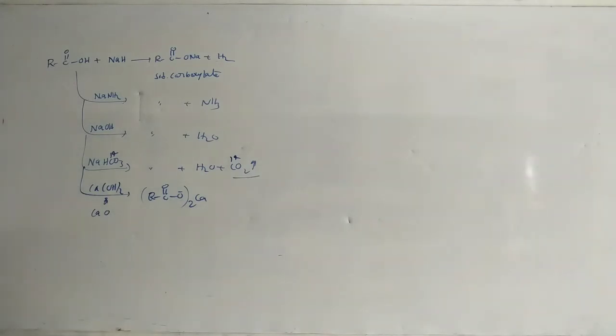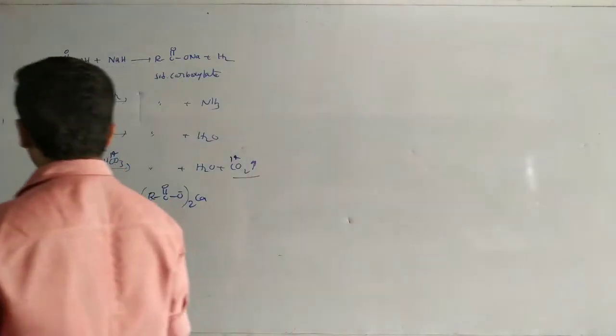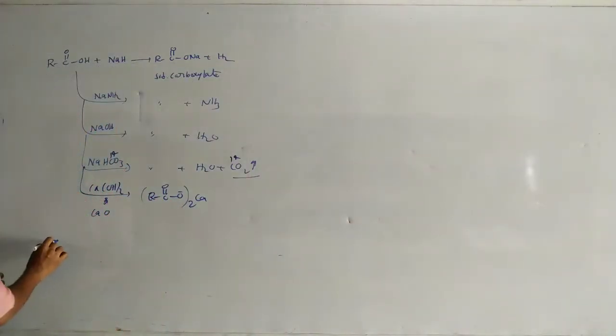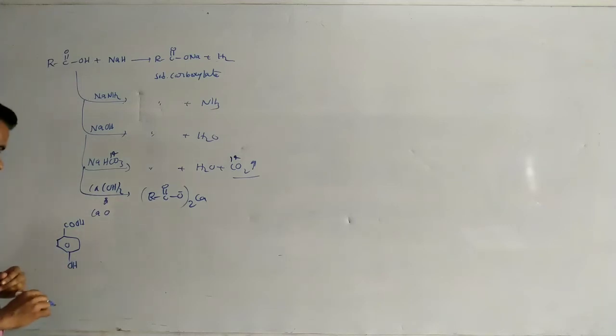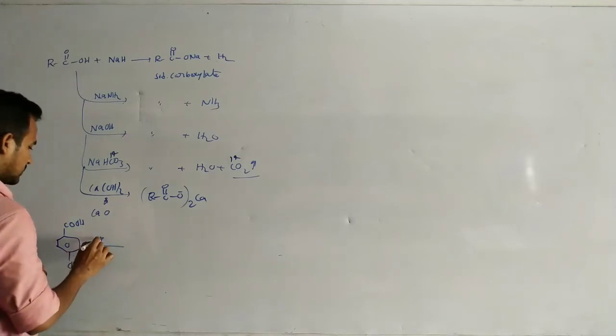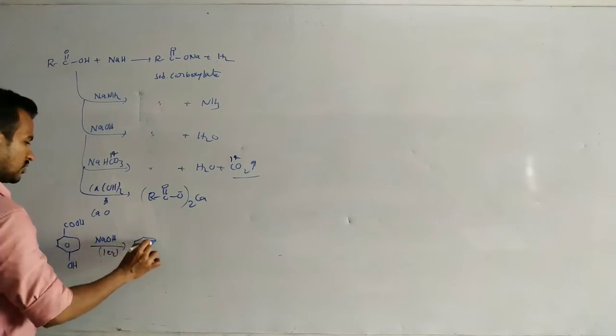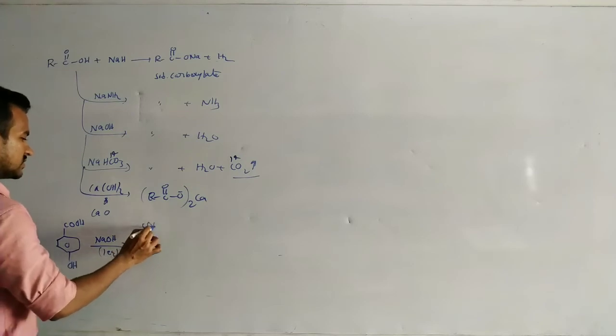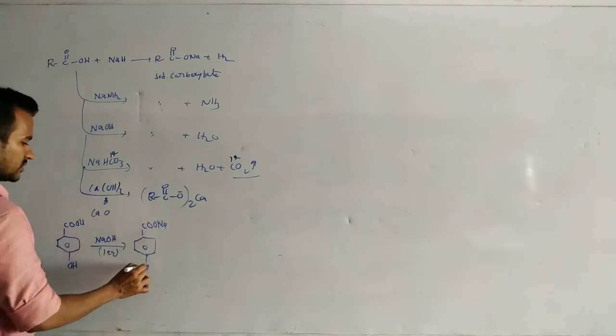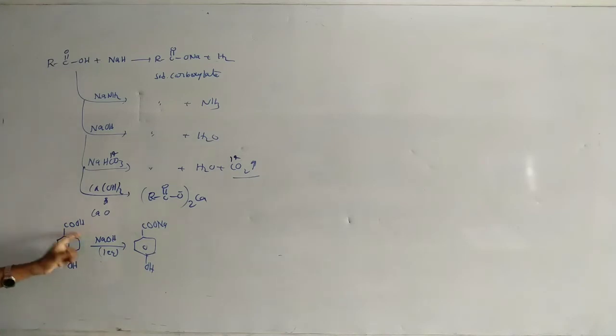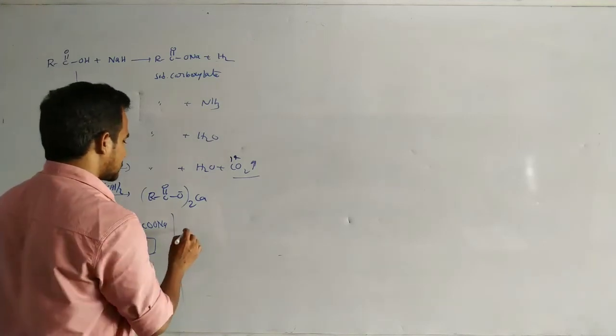Next, one more important reaction. Suppose this is a carboxylic acid and this is an OH, and it is treated with 1 equivalent of NaOH. COOH and OH, which is more acidic? COOH is more acidic, so the proton is removed from it.